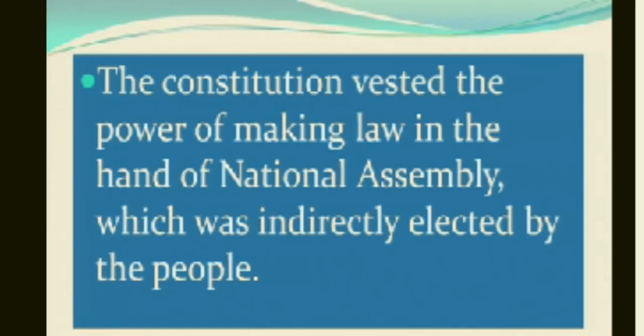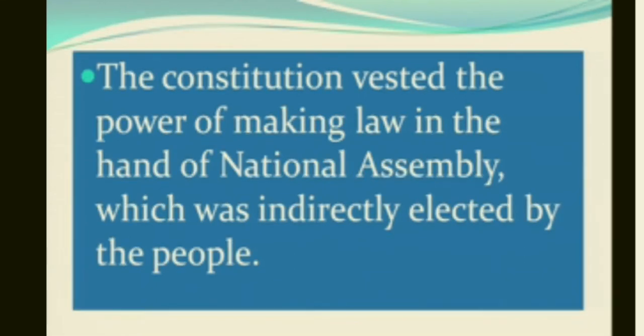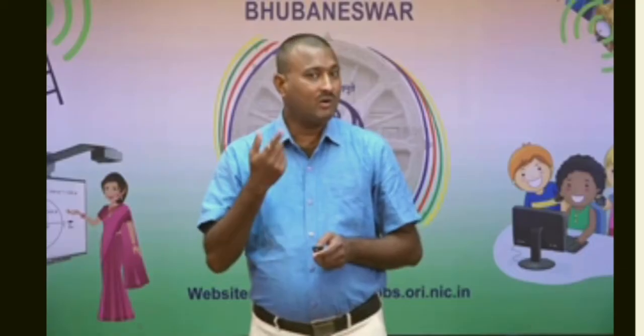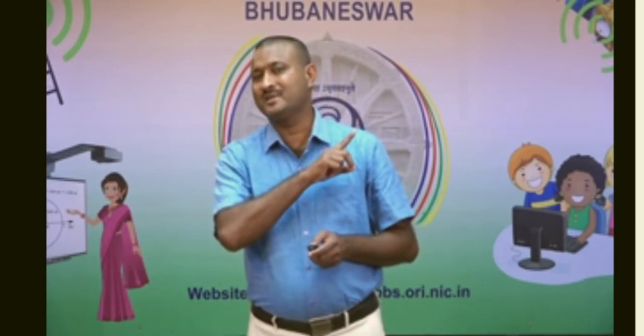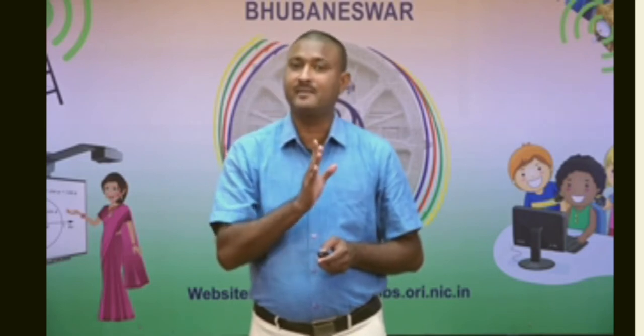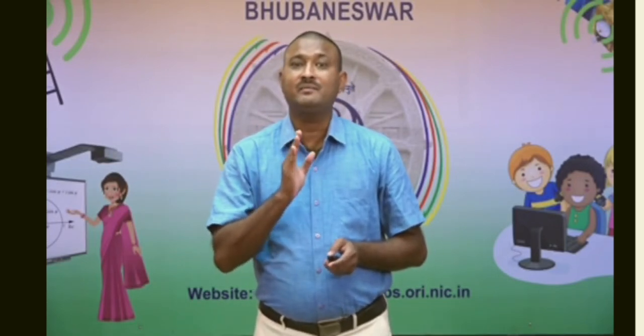Now, the power to make law was vested in the hands of the National Assembly. But the question arises here, how was the National Assembly constituted? The National Assembly was a body that was indirectly elected by the people. Try to understand, indirectly elected by the people. Here in India, our legislative body, the parliament, is directly elected by the people, whereas in France, the National Assembly, also a legislative body, was indirectly elected by the people.